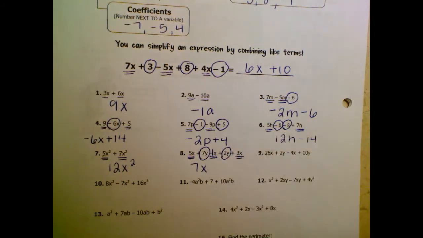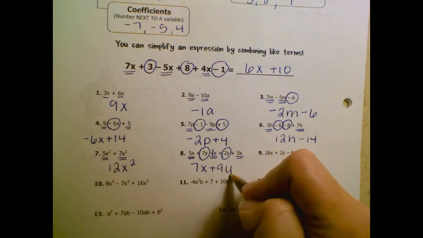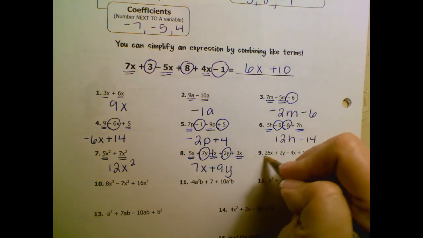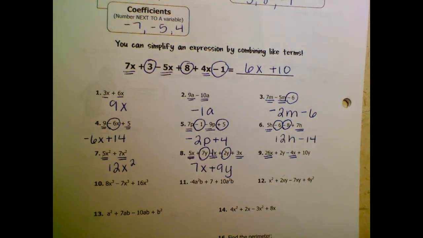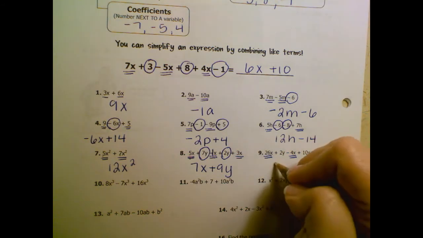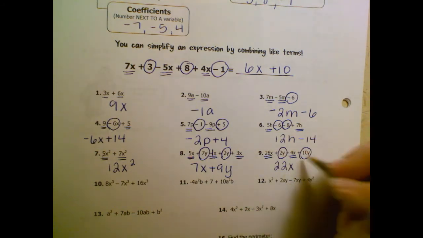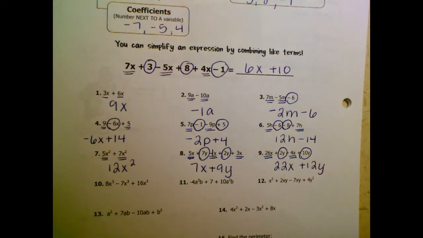Then I'm going to look at the y's. 7 plus 2 gives me 9y. Same idea, I'm going to look at the x's first. So I have a 26x and a 4x, so just two terms that have the x. 26 minus 4 gives me 22x. 2 plus 10 gives me 12.